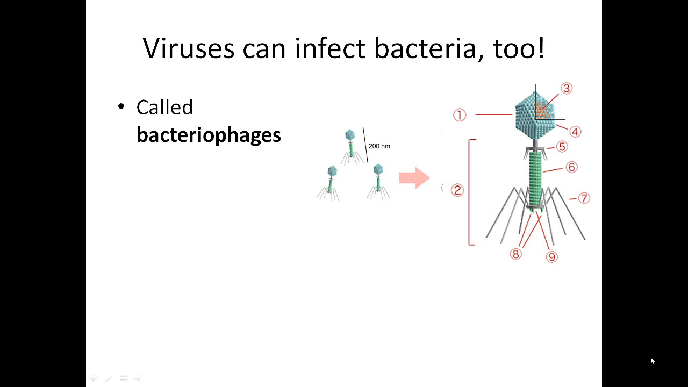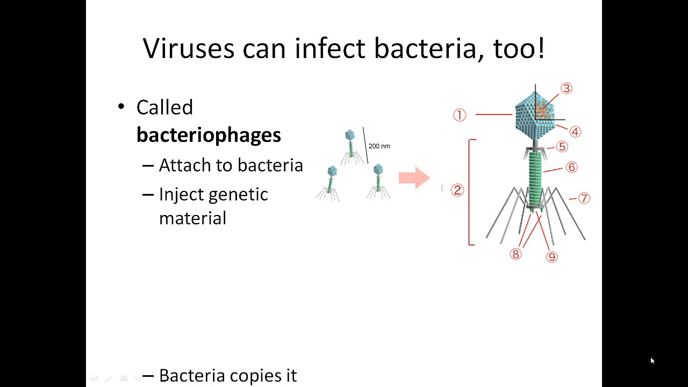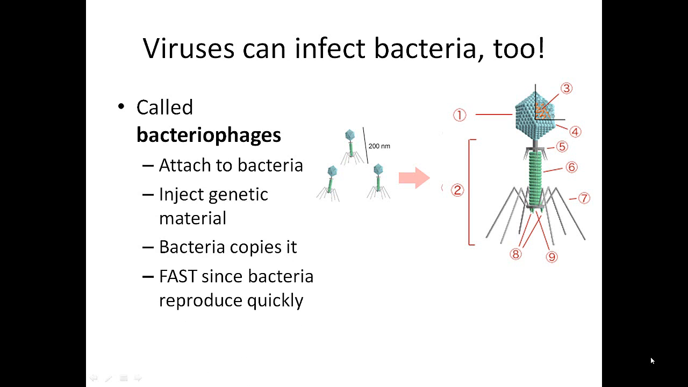There are certain viruses that infect bacteria. So when you think virus, you probably think infecting humans, but animals can get sick, plants can get sick, protists, which we haven't talked about yet, fungi, and even bacteria. So viruses that infect bacteria are called bacteriophages, and they look like little spiders to me. They attach to a bacteria, they inject the genetic material, DNA or RNA, into the bacteria, which copies it, and because bacteria replicate so quickly, it mass produces this viral DNA, which is really useful to scientists for genetic engineering.